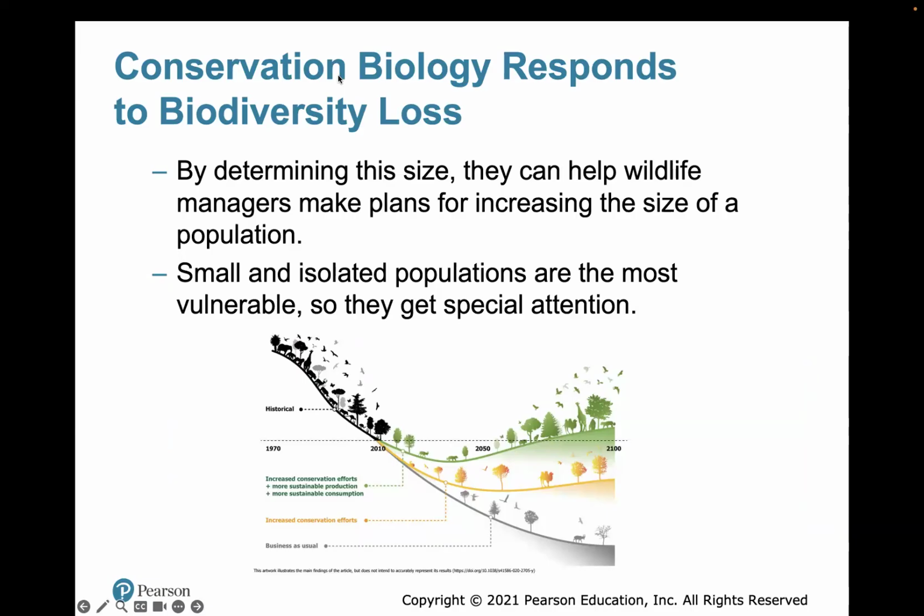So, by determining the size, they collect data on it. They examine the data and see how they can help the wildlife. And they do experimentation to see what they can do to increase the size of a population. Small and isolated populations are most vulnerable, and if they're small in numbers, they might go extinct. So they get special attention.